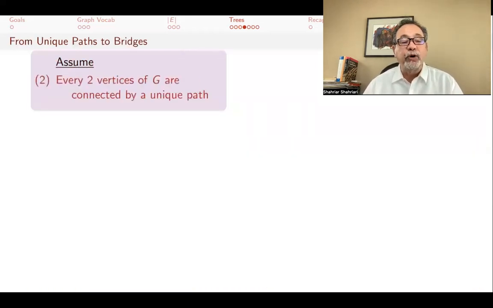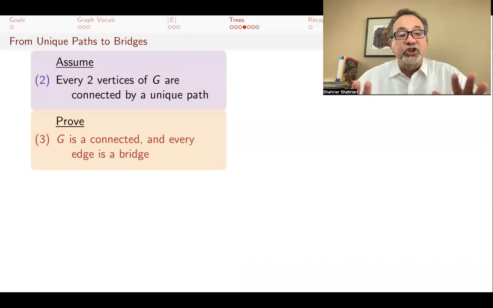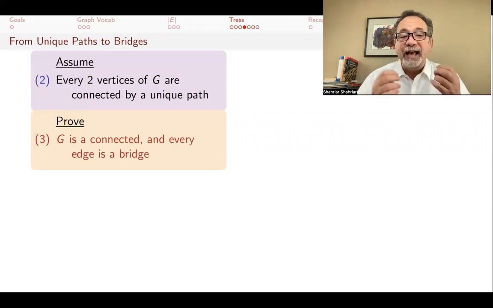The next one is that we want to take statement 2, that every two vertices are connected by a unique path, and prove that G is connected and every edge is a bridge. Now, we can't assume that G is a tree, and we don't know anything about that. All you know about your graph is that every two vertices are connected by a unique path, and the thing you want to prove is that the graph is connected and every edge is a bridge.